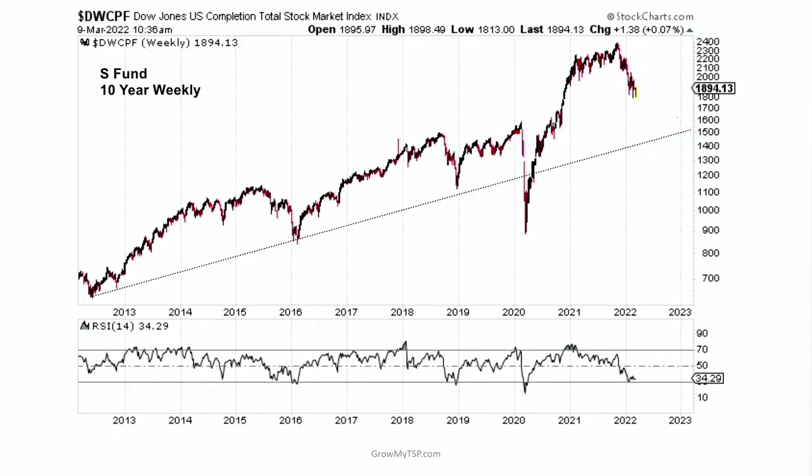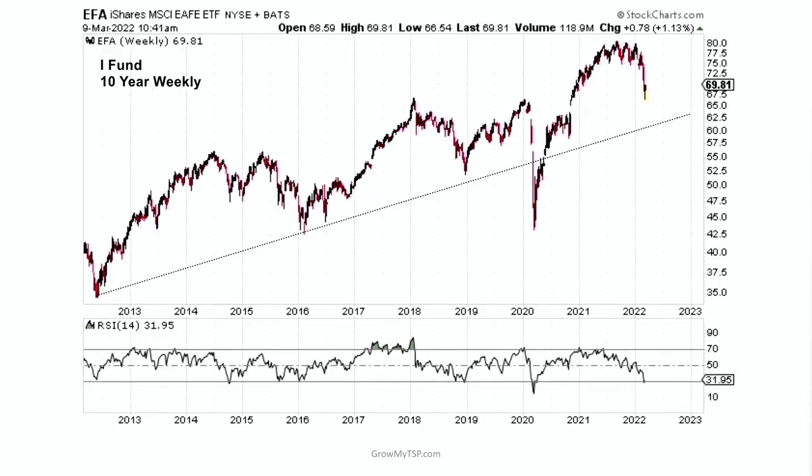We are much closer to oversold on the S fund than we are on the C fund. And so could the relative strength come back up, hit 50, roll back over, and now we're back down here at oversold again when price gets to this line? Yeah, absolutely possible. So those are the kind of the levels we're looking at long-term on the S fund.